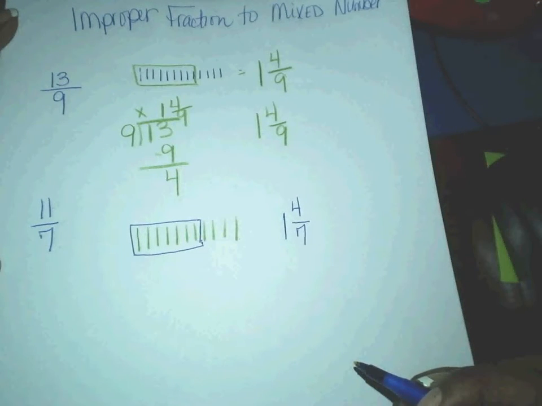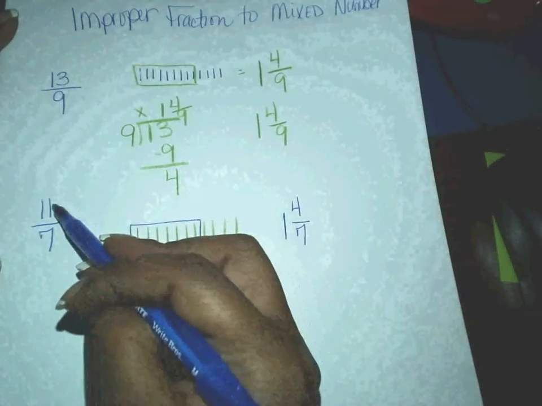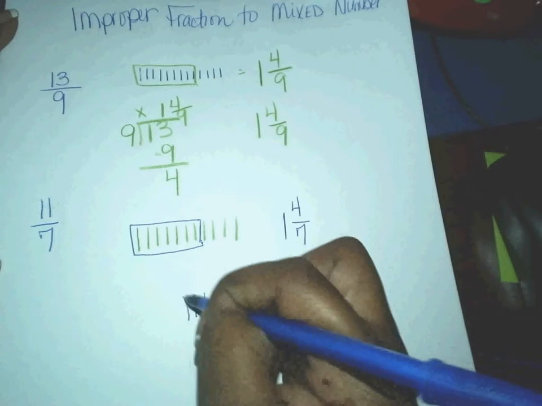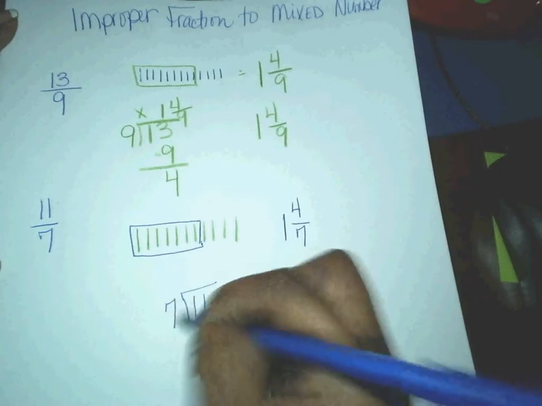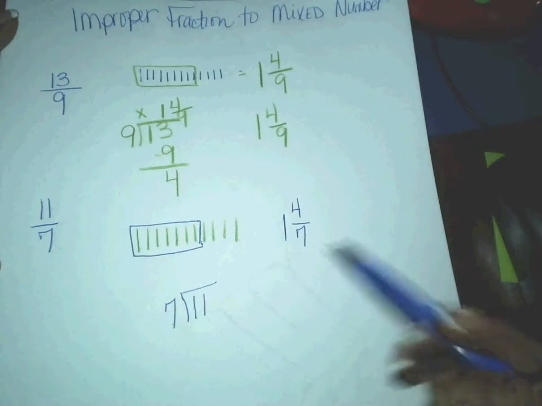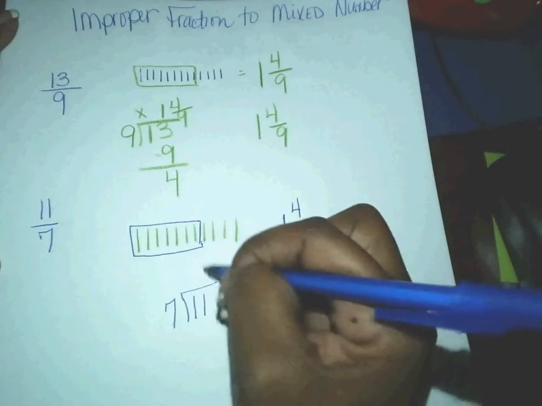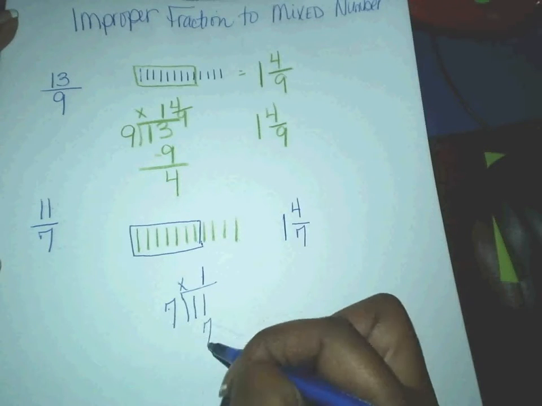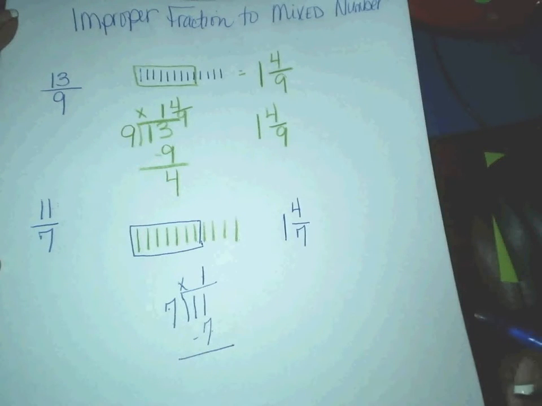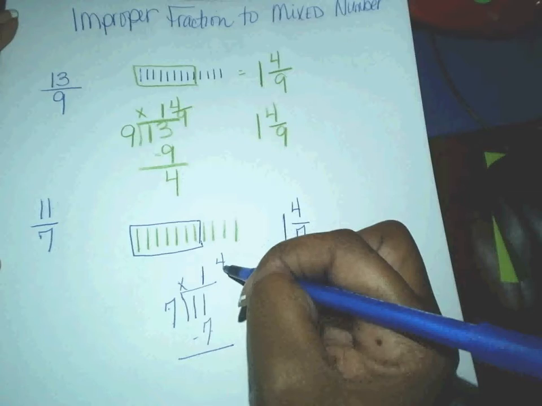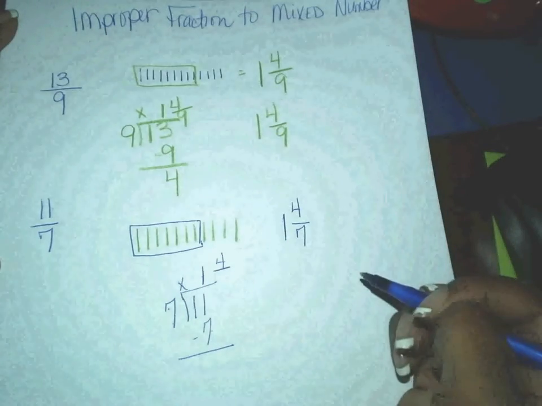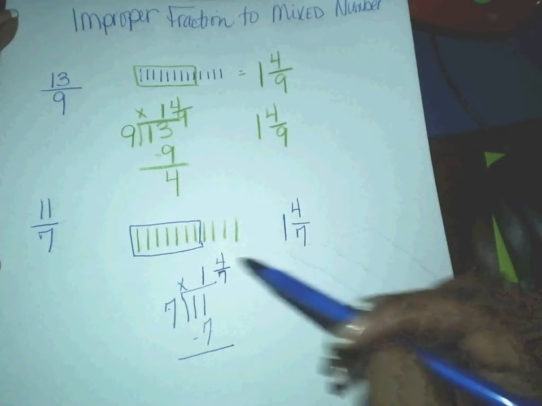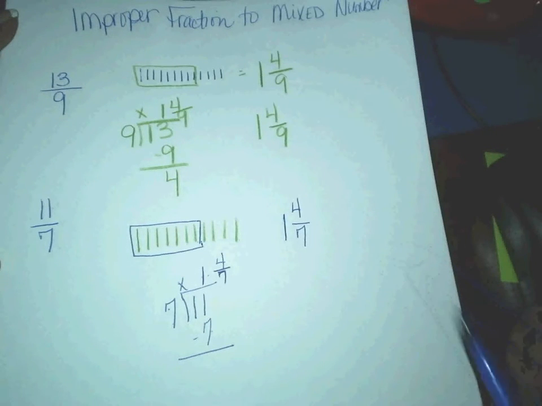For those of you that want to divide, same thing. 11 divided into groups of 7. 11 divided by 7. 7 goes into 11 how many times? 1 time. 1 times 7 is 7. 11 subtract 7 is 4. That's my remainder, which is my new numerator, and then you take your denominator, which is the 7, and you place it again. So it's the same thing, okay?